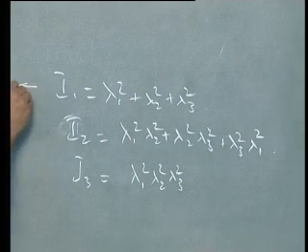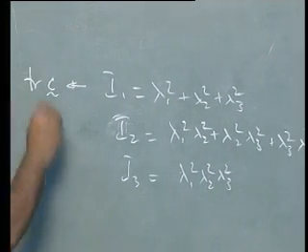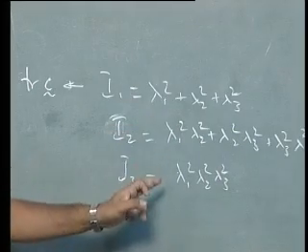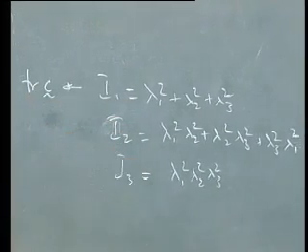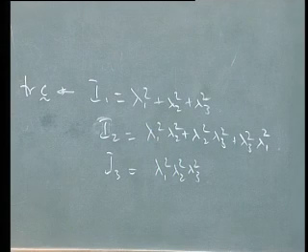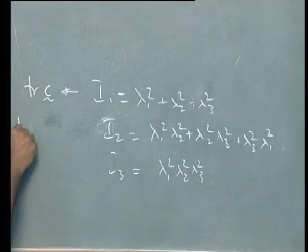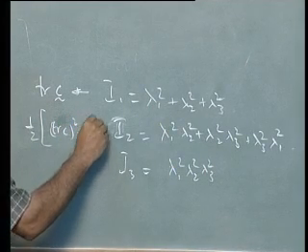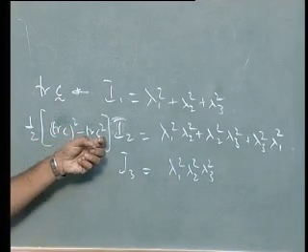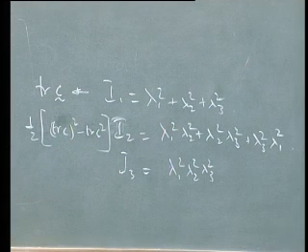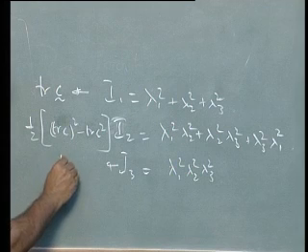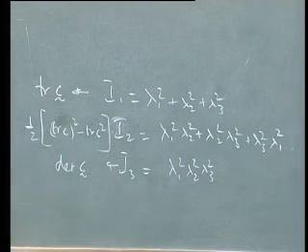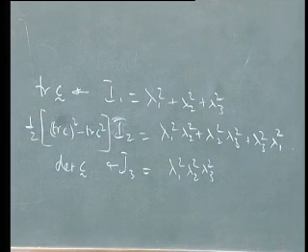This is trace of C. So this is one way of writing it, and I'm going to use that later. I2 is equal to half of trace of C squared minus trace of C squared. That's I2, and I3 becomes the determinant of C. These are the three ways in which it can be written.